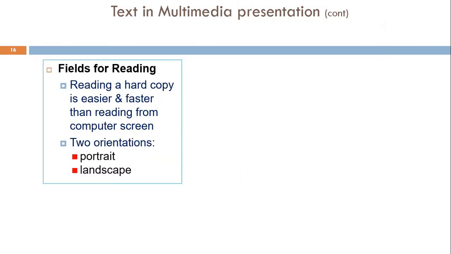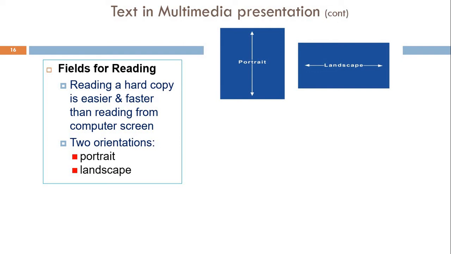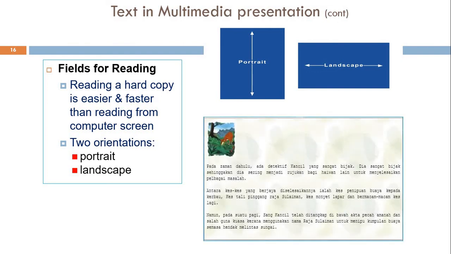Text is also used in fields for reading. Reading a hard copy is easier and faster compared to reading from the computer screen. Two orientations of the fields are portrait field and landscape field. Here is an example of landscape orientation.